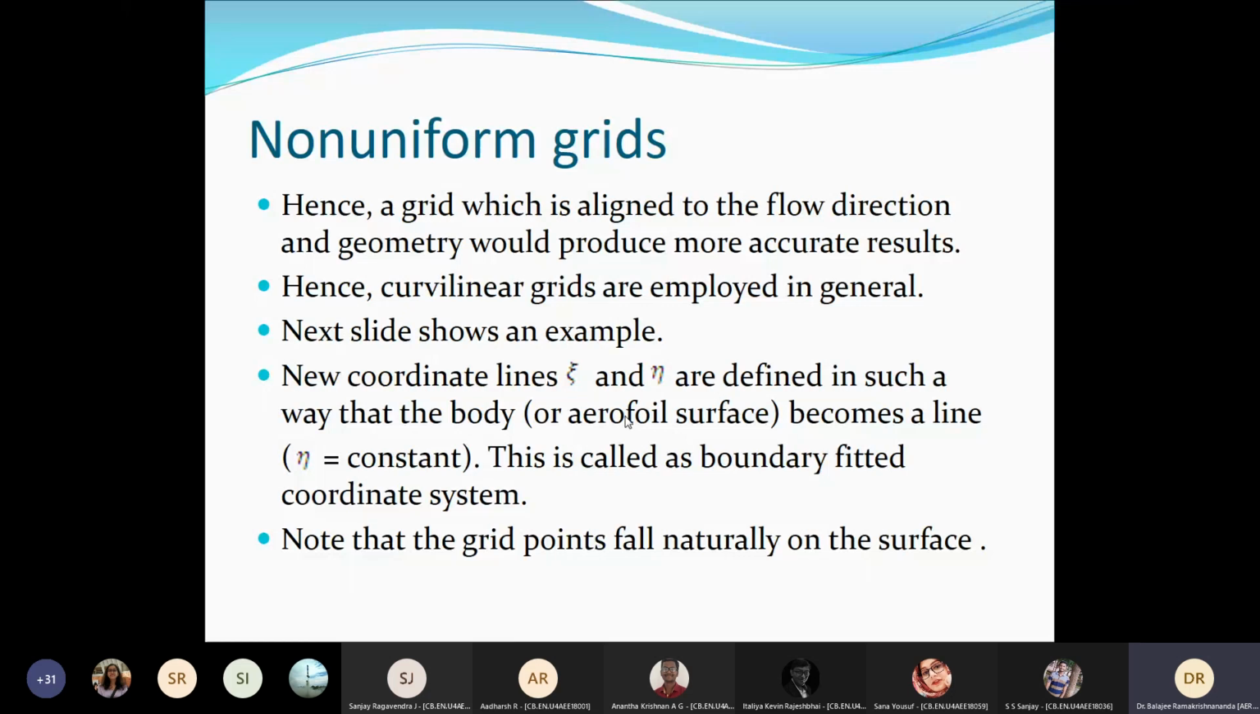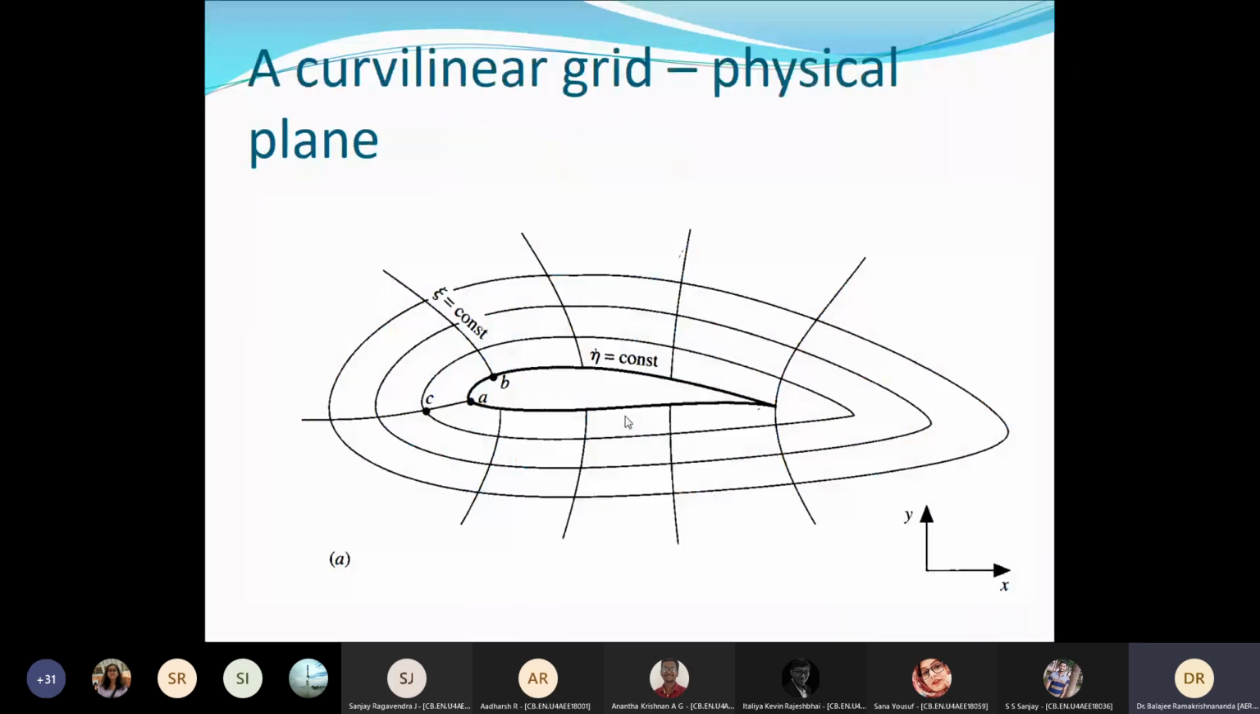In the next slide, an example is shown. See, the airfoil is here. The points A and B are on the airfoil, and instead of x and y, which are the rectangular coordinates, x in the x direction and y in the y direction, you have xi and eta. Lines parallel to the x-axis have y equal to constant. Here we call that eta equal to constant. These are lines of constant eta.